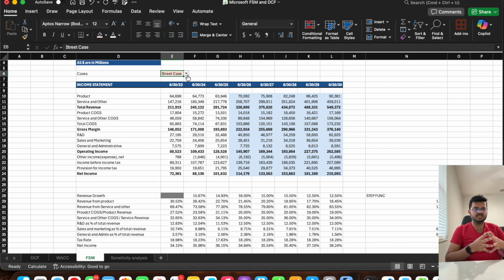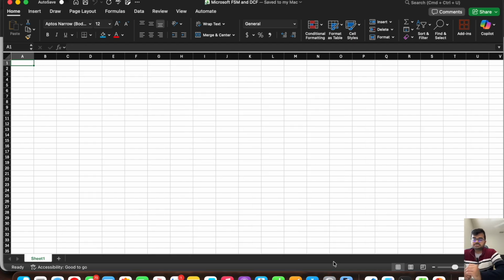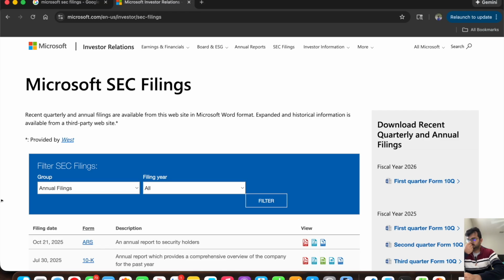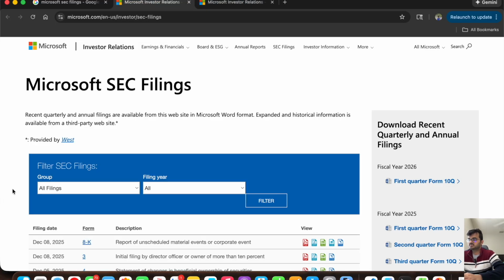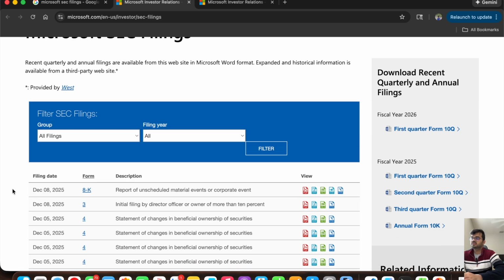So with this, let's get started, and we'll start with the income statement modeling. To start our proceedings, I will just go to Microsoft SEC filings and get the most recent annual report. For that, I'm just going to type in Microsoft SEC filings and open up the first link, which will take you to the web page where Microsoft have all the annual and quarterly reports.